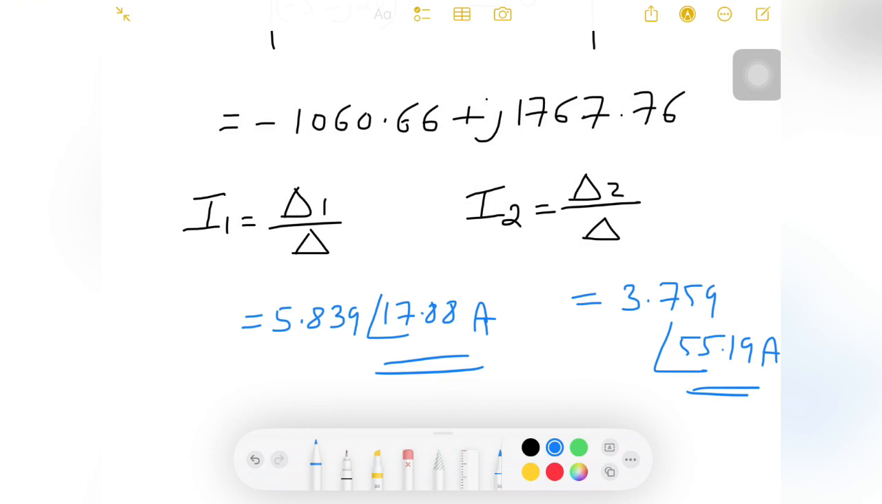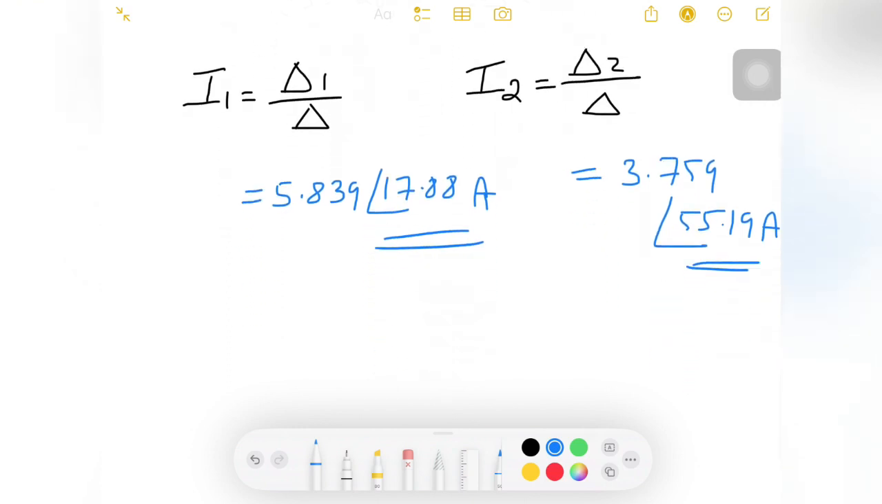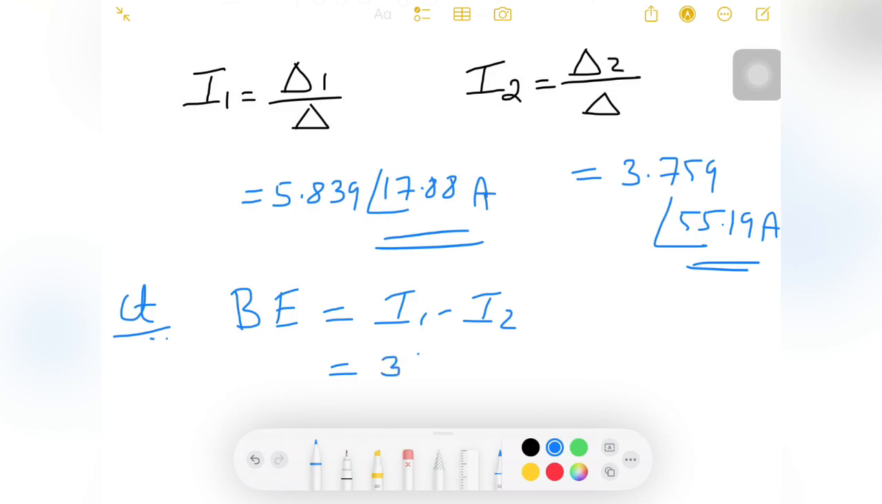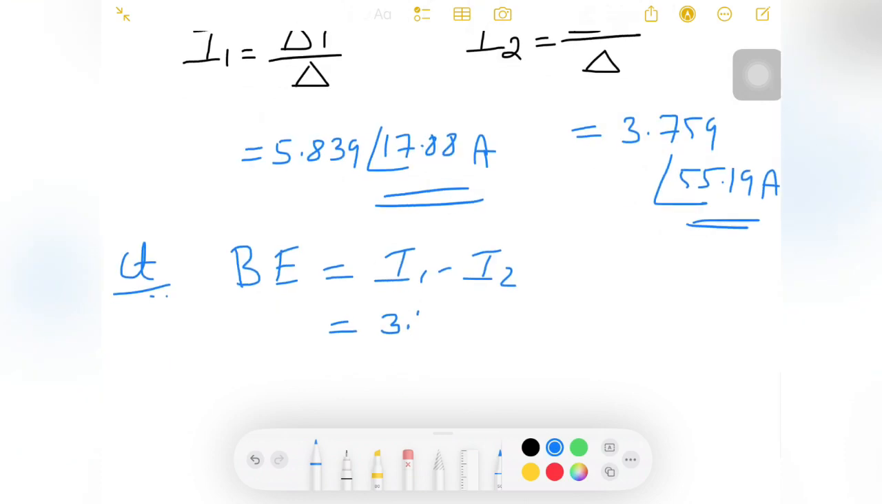Once I know the currents I1 and I2, now I can determine the current through the branch BE. The current through the branch BE is equal to I1 minus I2. Once you substitute and simplify, you will get 3.41 minus J1.2936. So this is my I1 minus I2.